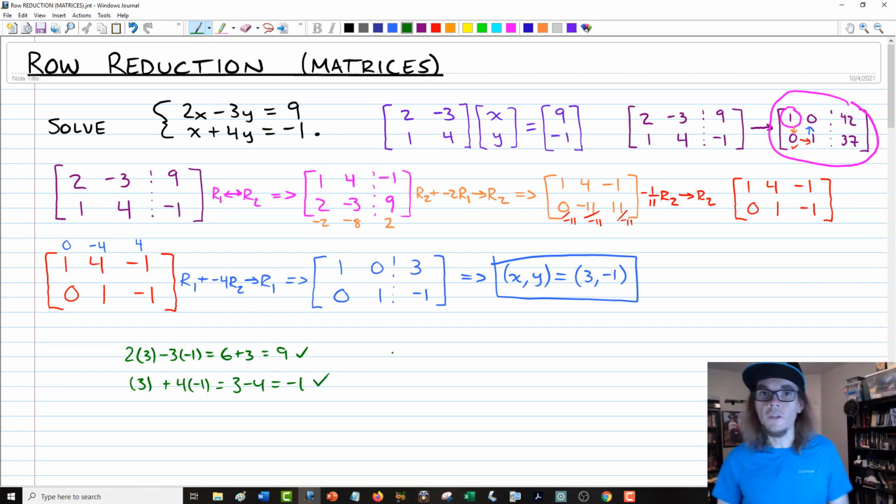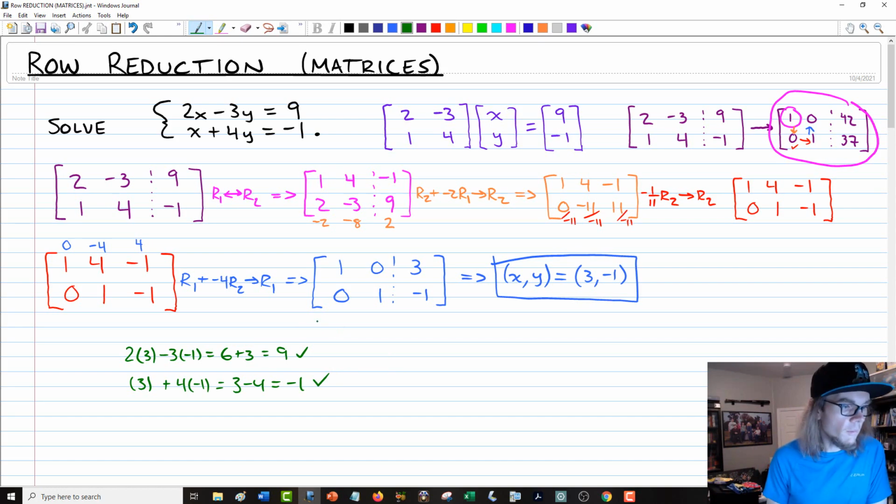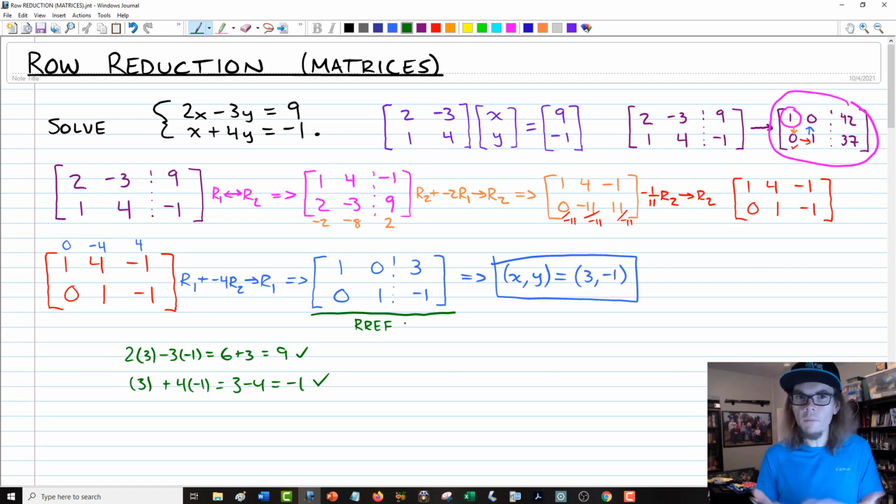So we have successfully executed this. We transformed our matrix into reduced row echelon form. That's what's right here. This is the RREF, reduced row echelon form. It's the identity matrix augmented with the solution vector, basically. And we were able to find the solution to our system. So there is your first basic example of reduced row echelon form being used to solve a system of linear equations.